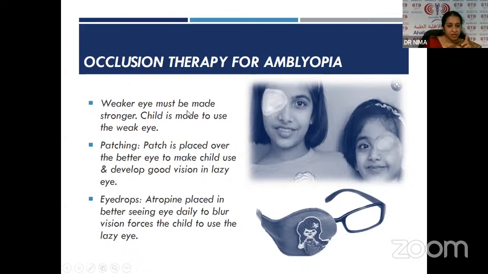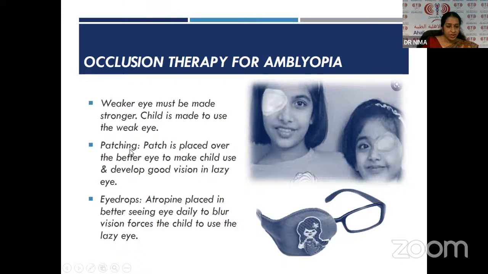That is, what is the principle of this occlusion therapy? As I have already told you, one eye is already weak and the image from that eye is suppressed by the brain. So that weaker eye should be made stronger. With the occlusion therapy, what we are doing is occluding the normal eye. So the child is made to use the weaker eye, slowly, with the corrective glasses. The child is thus forced to use the weaker eye.